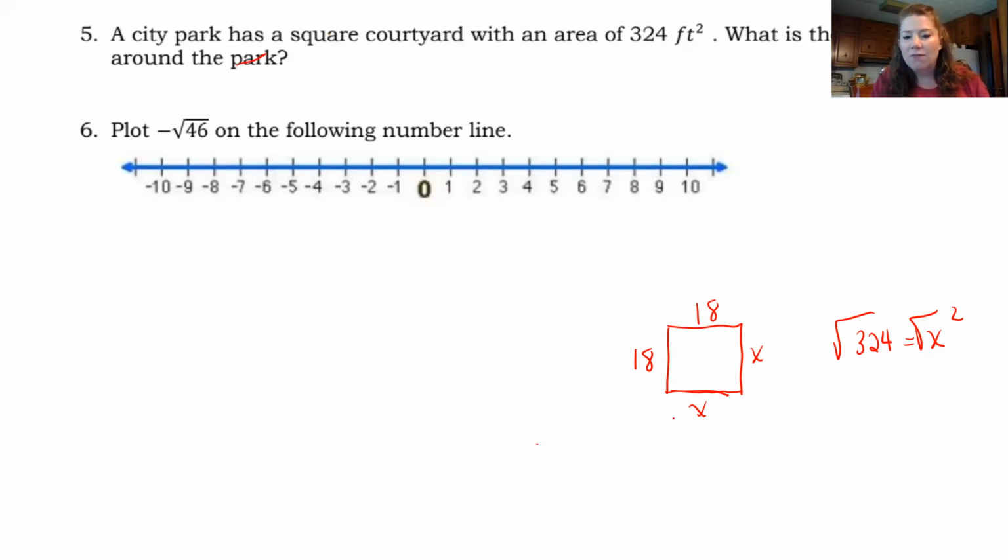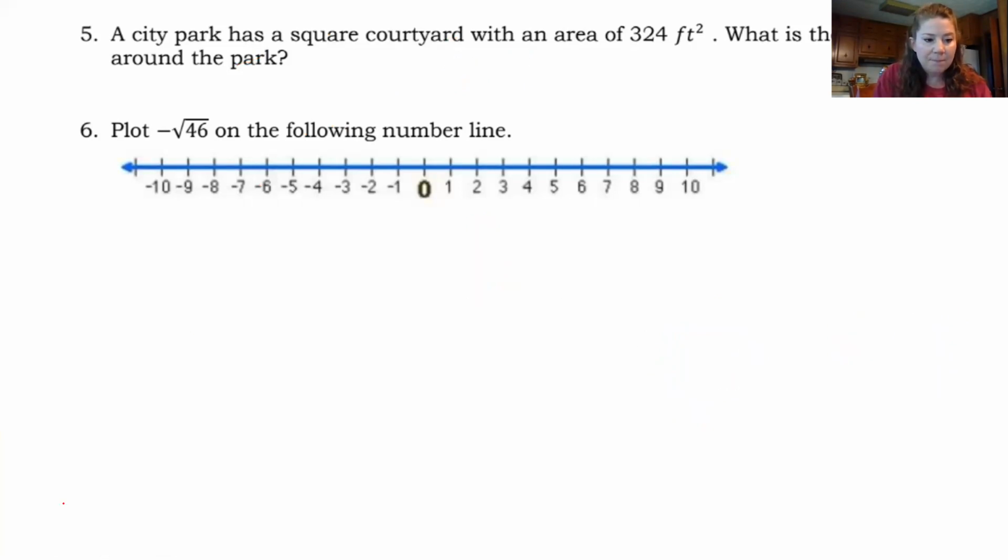All right, so all 4 sides are 18. To get the perimeter of this square, we're going to multiply 18 times 4. So the answer is 72 feet. Okie doke. All right, number 6.